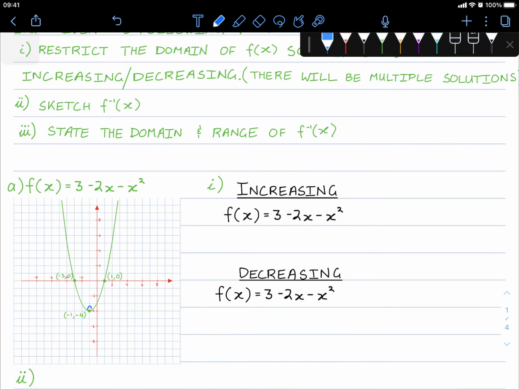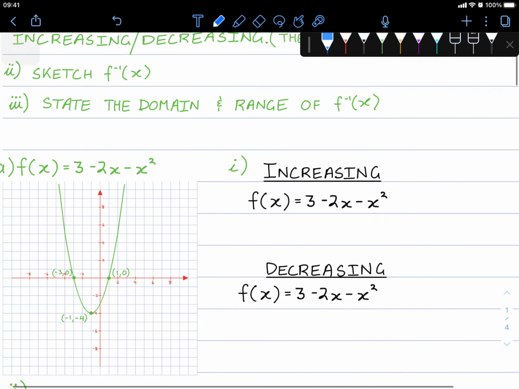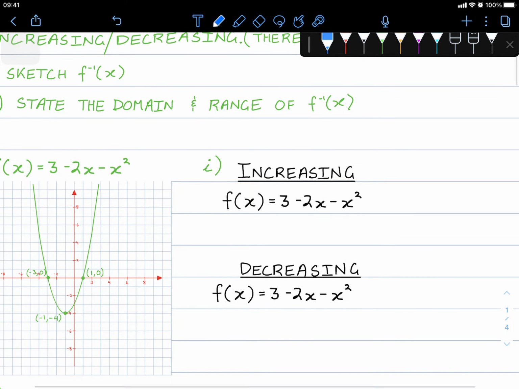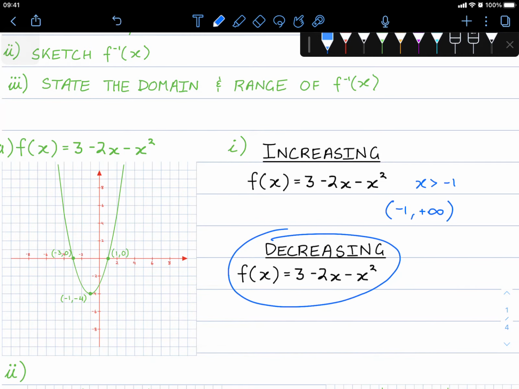Not including the stationary point though, because a stationary point is not increasing. So we can say that it is increasing from x is greater than -1, or in bracket notation from -1 to positive infinity. Now that you've seen this, you can probably take a guess at when it is always decreasing.